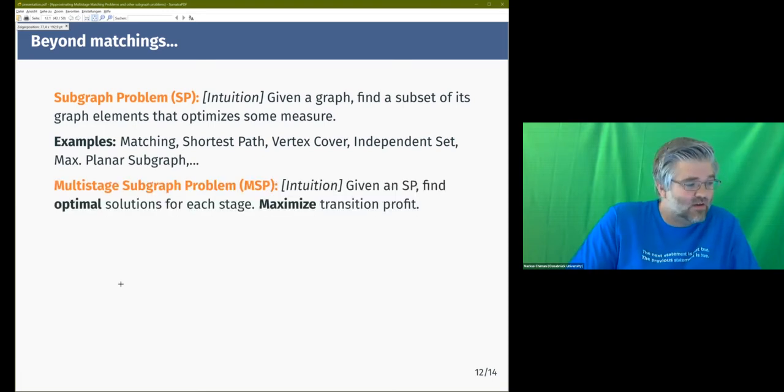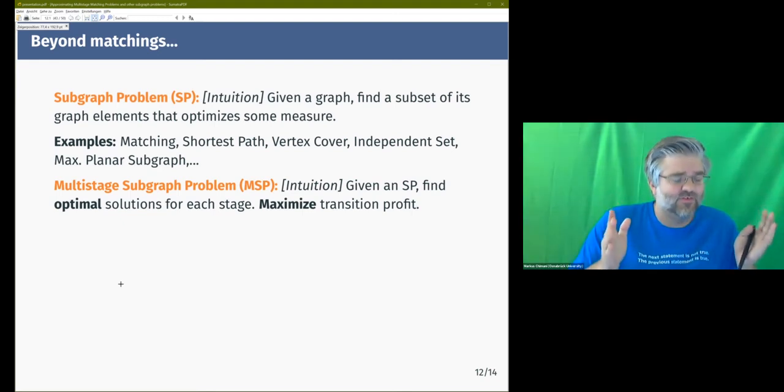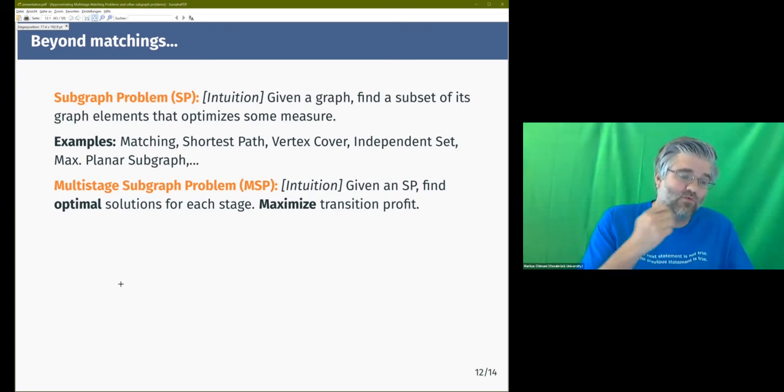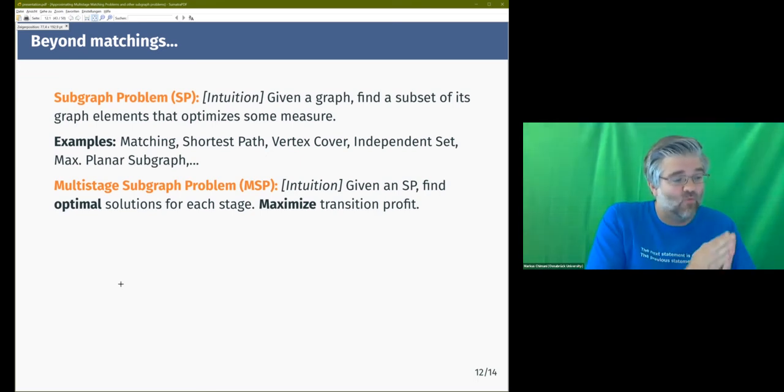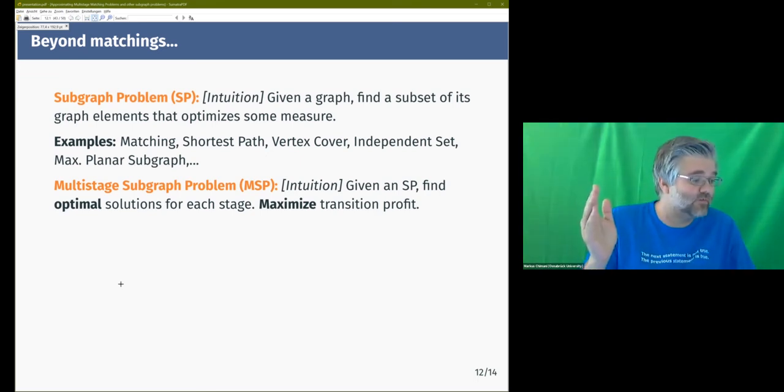And we can just define for any given subgraph problem the multi-stage variant of it, where in our setting, we say that we have multiple stages. In each stage, we have to solve a subgraph problem, and we want to solve that subgraph problem optimally. So we want to have an optimal solution in each individual stage. And within that realm, we want to maximize the transition profit.